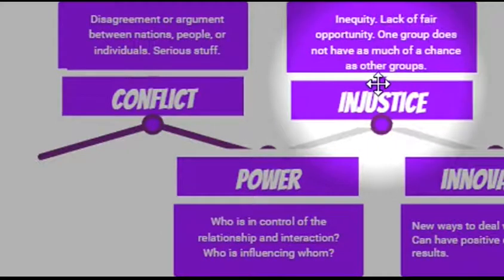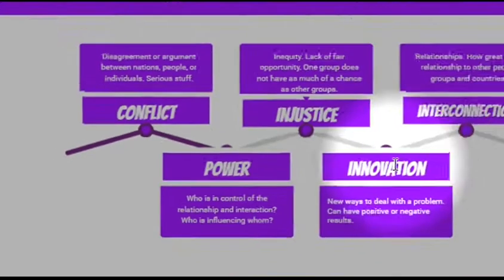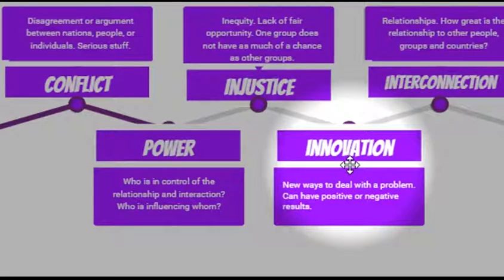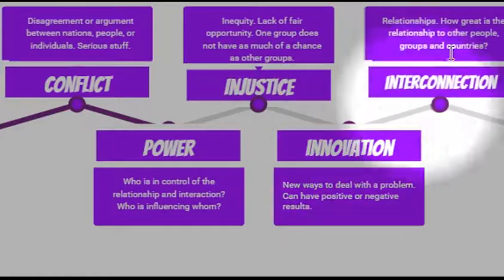Next is injustice. Some people like to say inequity. I prefer injustice, but I put inequity in there, meaning lack of fair opportunity. Someone didn't have a fair chance. One group doesn't have as much a chance as another or other groups. Next step, which is a little more positive usually, which is innovation, new ways to deal with the problem. It could be positive or negative, like how did someone come up with something new, like to deal with something, like instead of handwriting things, let's have a printing press.